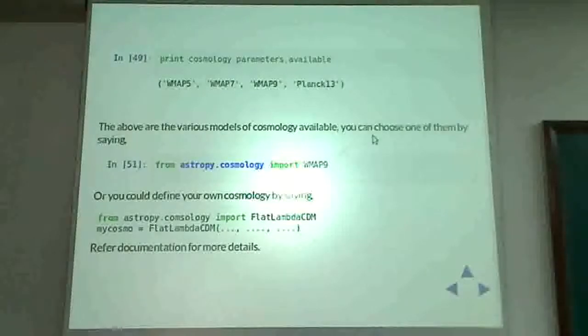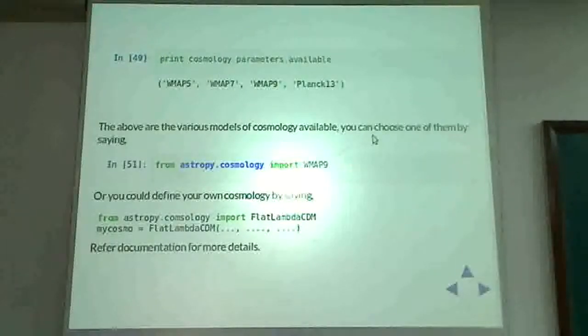Here's an example of code that does that. If I import something called FlatLambdaCDM, then I can say my cosmo is equal to FlatLambdaCDM in brackets, and these will be the values of all your cosmological parameters. The documentation will tell you in what units you need to enter these values. So either you can create your own custom model, or you can choose one of these standards. The number of these standard models may have gone up in the recent versions.